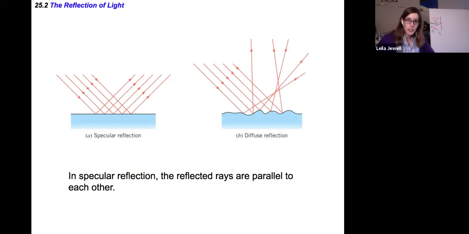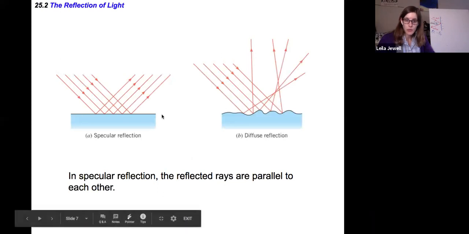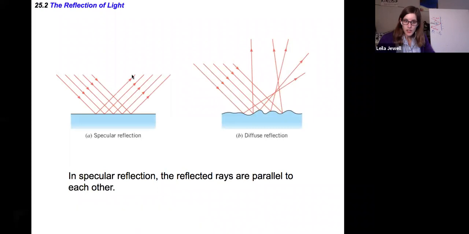Now, in specular reflection, the reflected rays are parallel to each other. So if you have this really smooth surface like a mirror, then as the light ray comes in, it reflects off following the law of reflection, and all of them bounce off at the same angle. So the incoming light rays are parallel, the reflected rays are parallel.